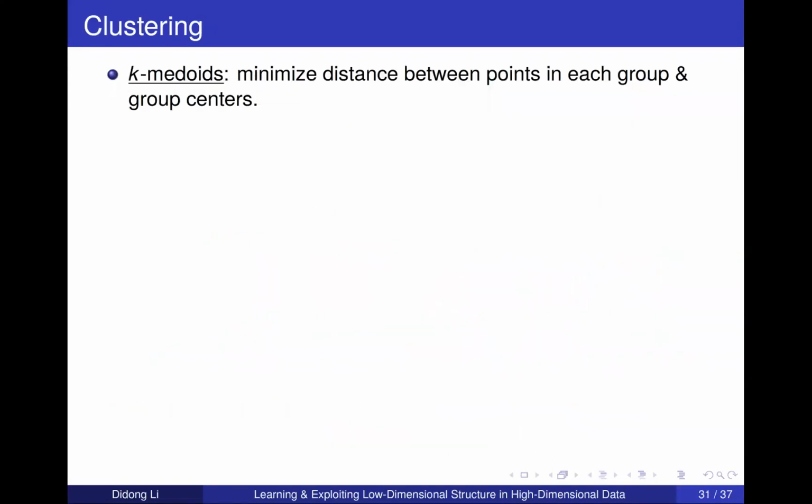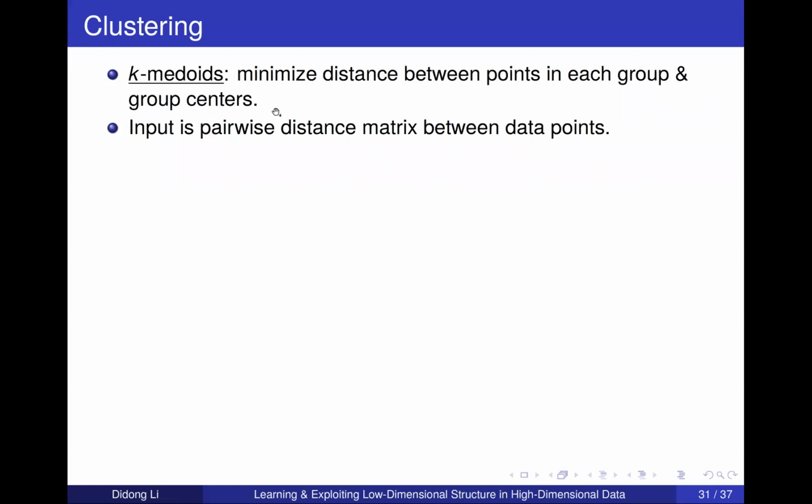So we want to use this new estimation of distance to do clustering. This k-medoid algorithm is very similar to k-means. It also minimizes the distance between points in each group and the group centers. But the difference is that the group centers are constrained to be some sample points. But for k-means, the group centers can be any point. And the input of this k-medoid is only the pairwise distance matrix.